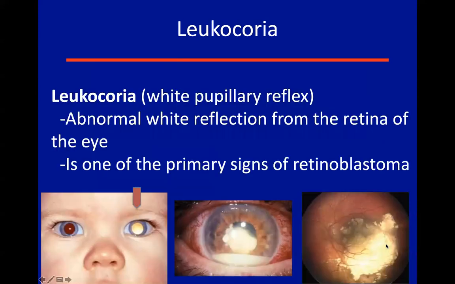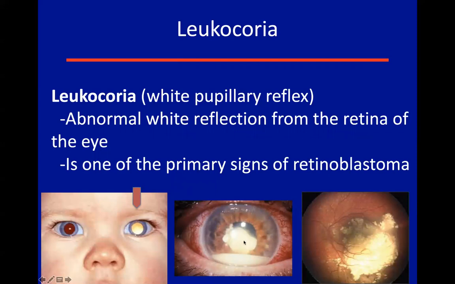So what do we mean when we say leukocoria? It's a white pupillary reflex. It's an abnormal white reflection from the retina of the eye. Can you see it? This is the normal. Parents will come to me thinking their child is bleeding, but it's not. This is the normal. This is the abnormal. Again, for me, this is one of the primary signs of retinoblastoma.